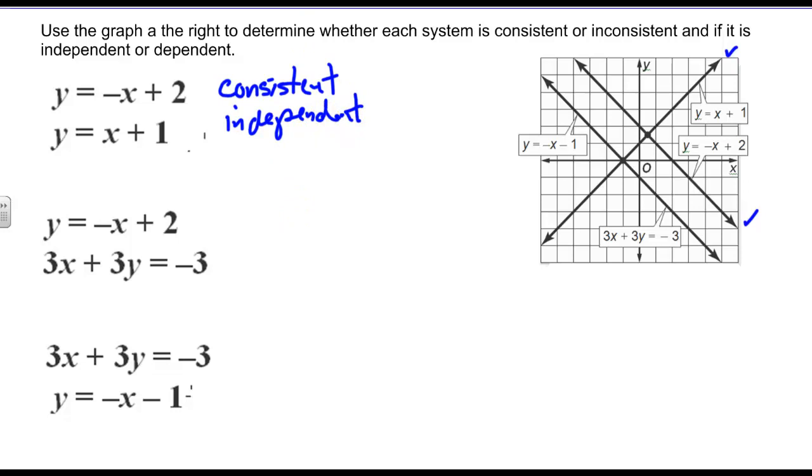Next, we'll take a look at negative x plus 2, so we'll use green this time, and 3x plus 3y equals negative 3. Now if we look at these, they appear to be parallel and never intersecting. We could find the slope: go down 1 over 1, and this one also goes down 1 over 1. So they are parallel lines because they both have slopes of negative 1. This means since there's no solution, they're inconsistent.